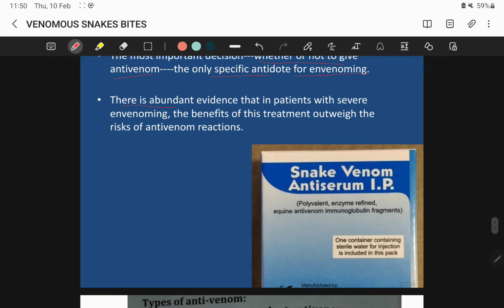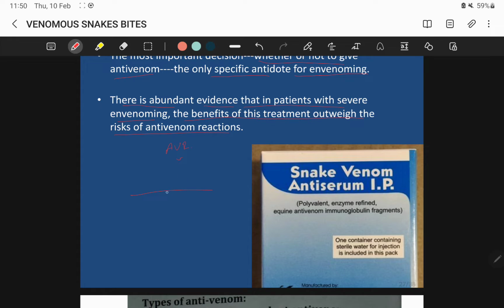So there is abundant evidence that in patients with severe envenoming, the benefits of this treatment outweigh the risk of the antivenom reaction. That is known as AVR, antivenom reaction. We should always decide whether we should give the antivenom or not. If we decide to give antivenom, the benefits of giving it should be more than the risks of side effects.